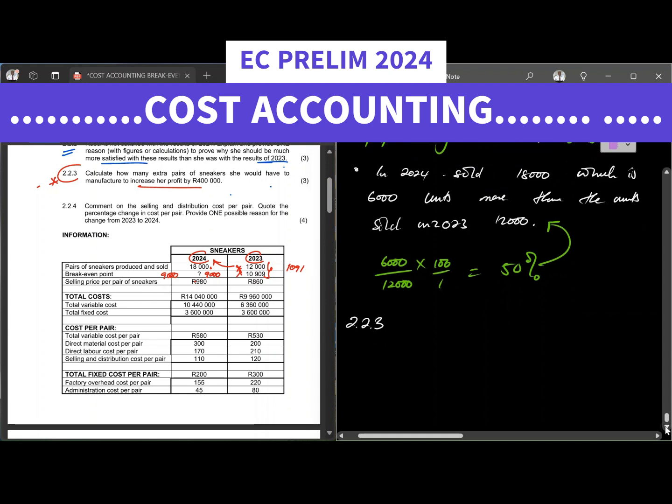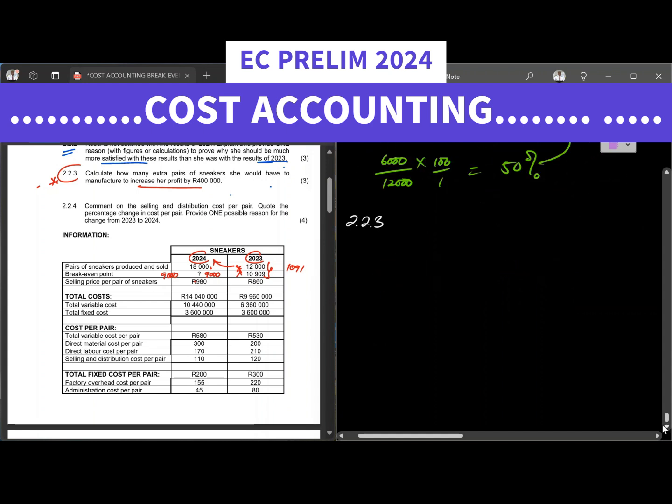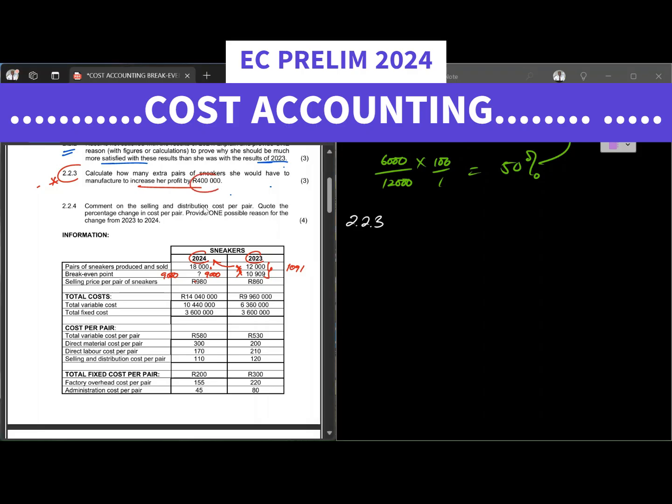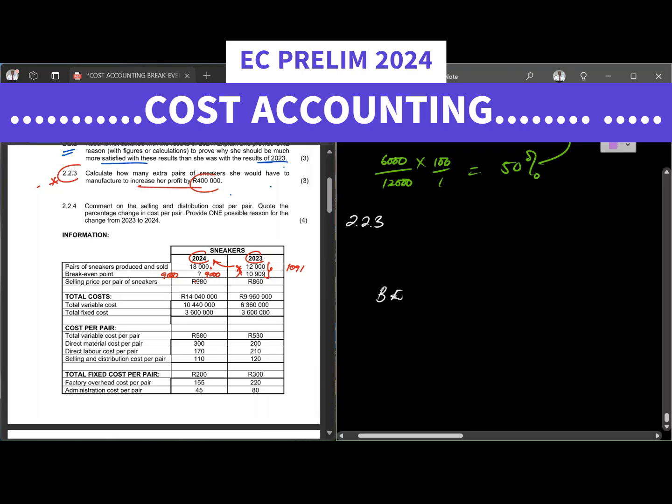And on 2.2.3, the question is saying, calculate how many extra pairs of sneakers. How many extra pairs of sneakers? So when this question comes like this, we are given the profit already. What this question simply means is we have come to a point whereby we have already achieved our break-even point and we're now producing above. In other words, certain costs are already covered. Your fixed costs are already covered in this case. So, in other words, you have already achieved your break-even point.